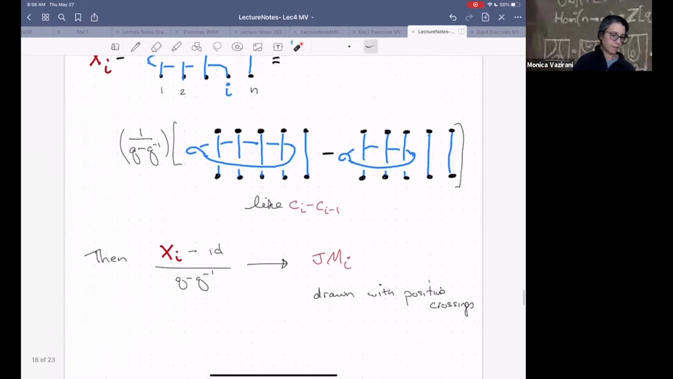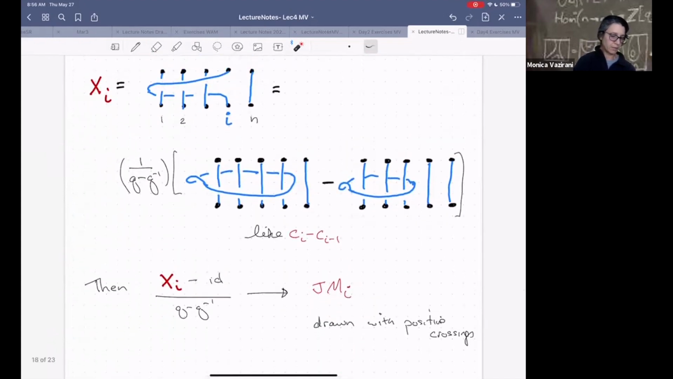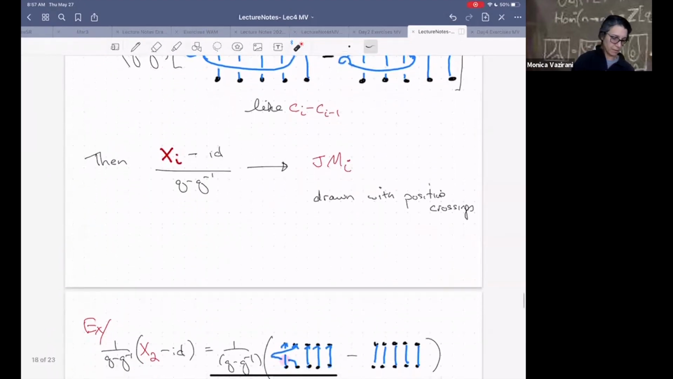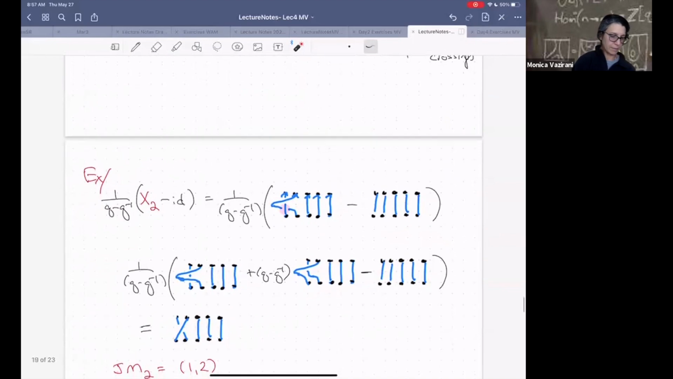And I claim that if you take this x_i and subtract off the identity, and then subtract q minus q inverse, so you resolve these crossings to make these sums of reduced-looking pictures, you'll get the Jucys-Murphy operators drawn with positive crossings. So that's an exercise. If that doesn't make sense, do the exercise and read the exercise. Or let me just show you on an example.